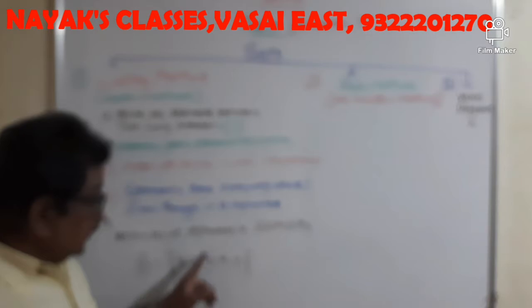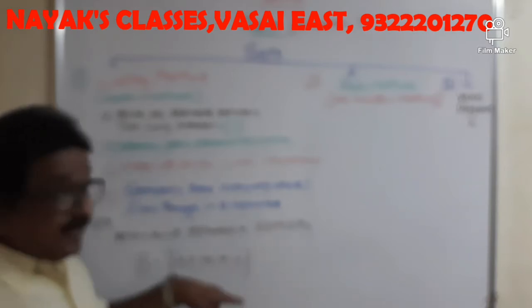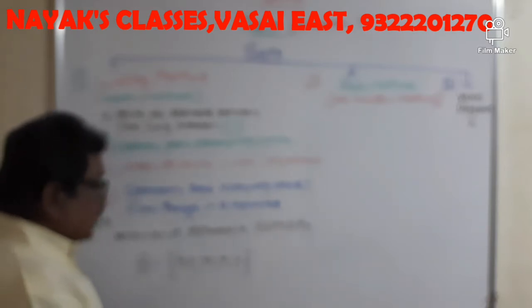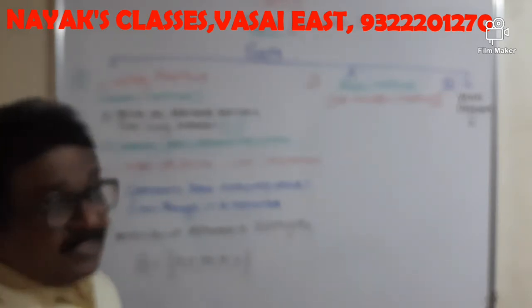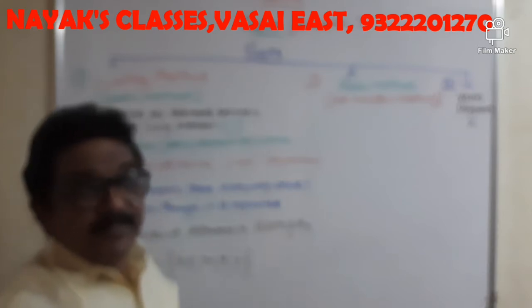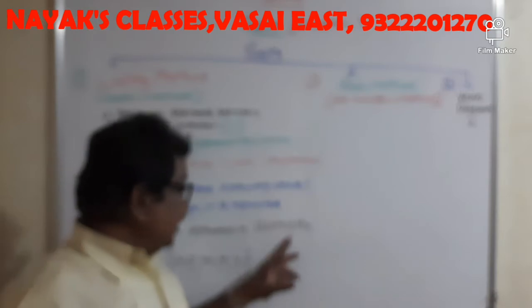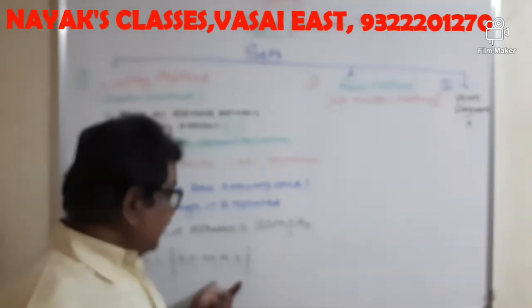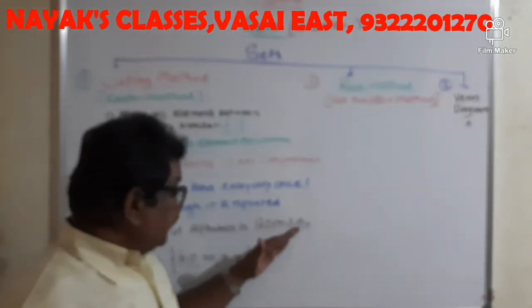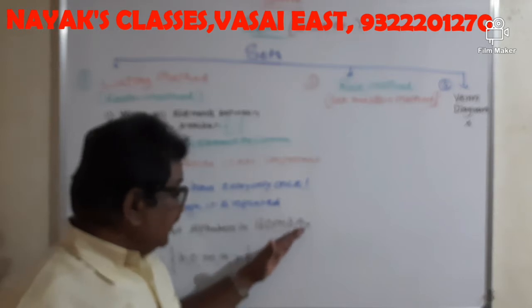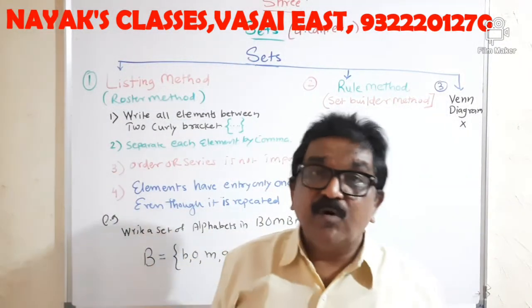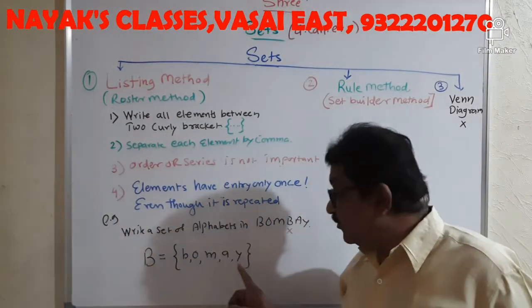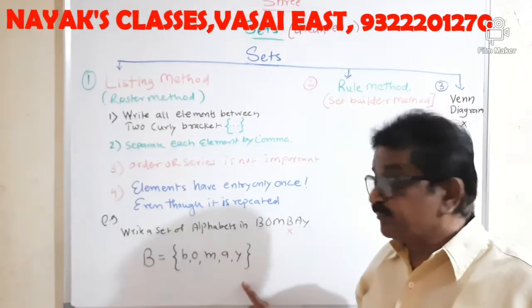O, M, and again B. This B has no entry, because each element will come only once. So this B does not have an entry inside. B, O, M, B is not having an entry, so A, Y. So the set of Bombay becomes B, O, M, A, Y.